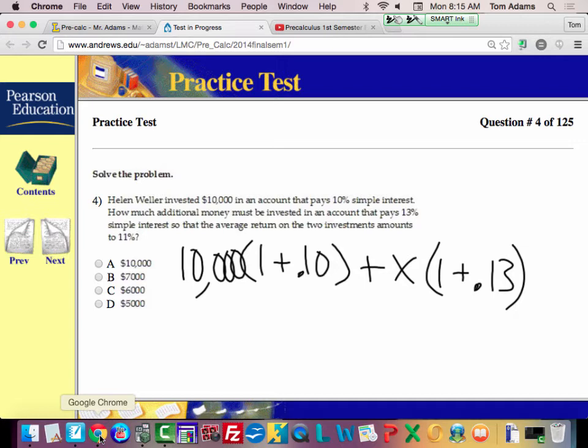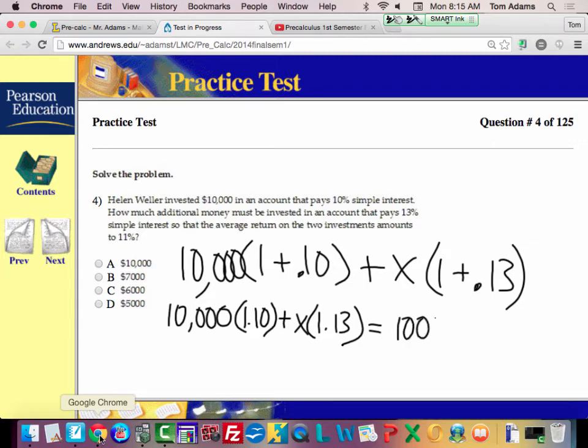Now, what does it have to equal? Let's clean this up first. So this is going to be 10,000 times 1.10 plus X times 1.13, and it has to equal the total amount with an average of 11%. So it has to equal 10,000 plus X times 1.11, right? Does that make sense?